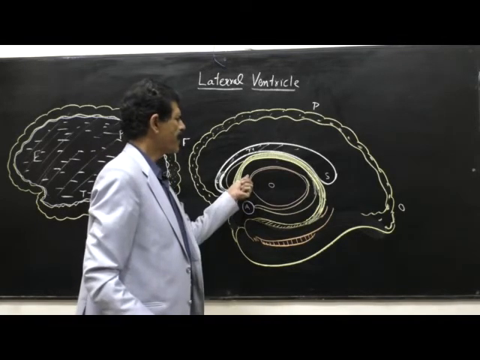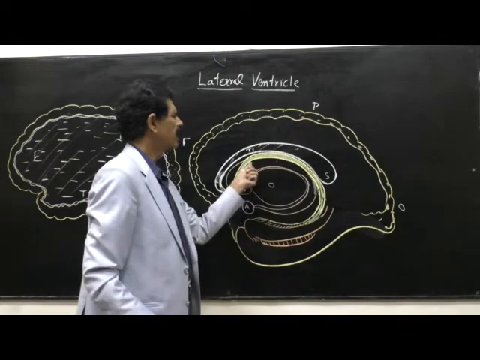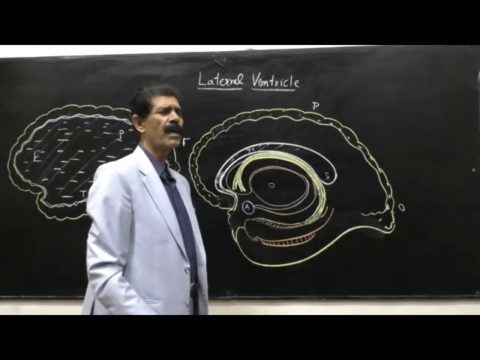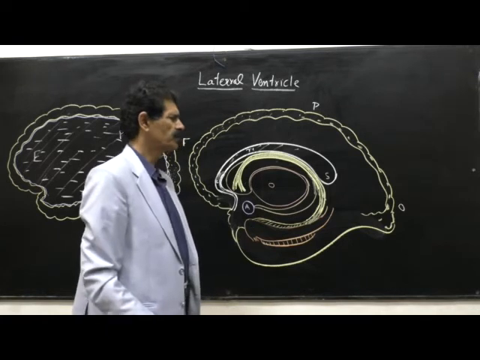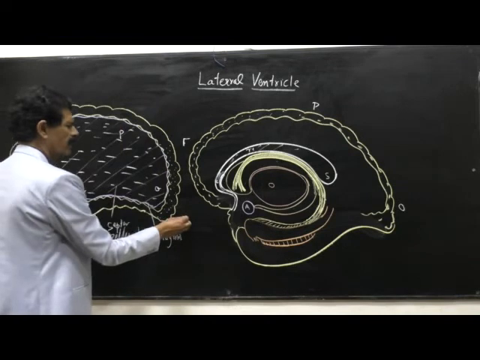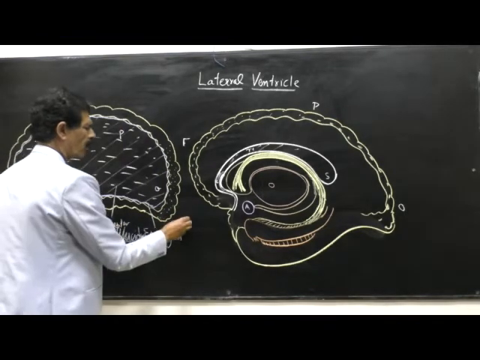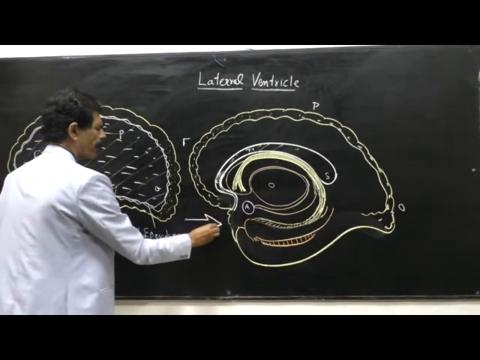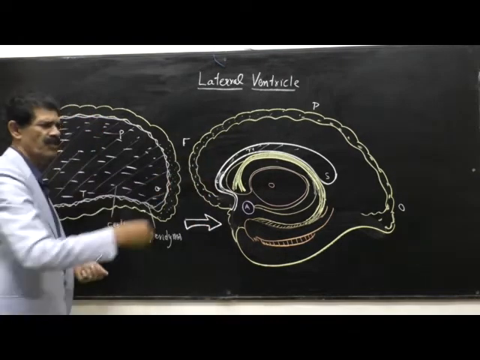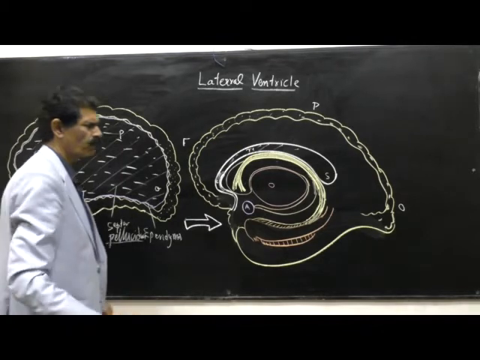And there is a gap between the thalamus and the fornix. That is called the choroid fissure. So these are the developmental phases of the cerebrum from the primitive stage to the developed stage. So you have to compare.